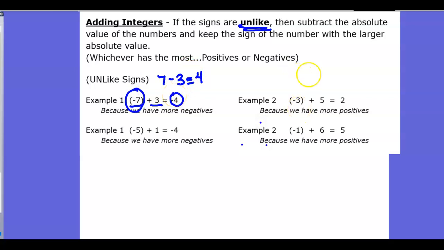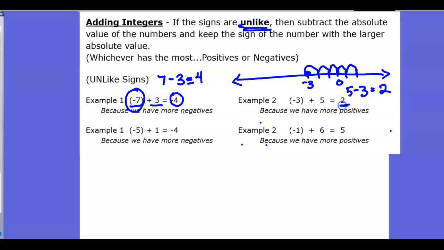All right, and we can also think of it as a number line. Okay, so if I had 0 here and we're at negative 1, negative 2, this is negative 3. All right, say I started here and I added 5 to it. Okay, to add 5, I'm going to go to the right. 1, 2, 3, 4, 5. Okay, and we end up with a positive 2. Notice the absolute value of negative 3 is 3. The absolute value of 5 is positive 5. 5 minus 3 is 2, and then we go with the largest number, which is 5. So we're going to make that positive.